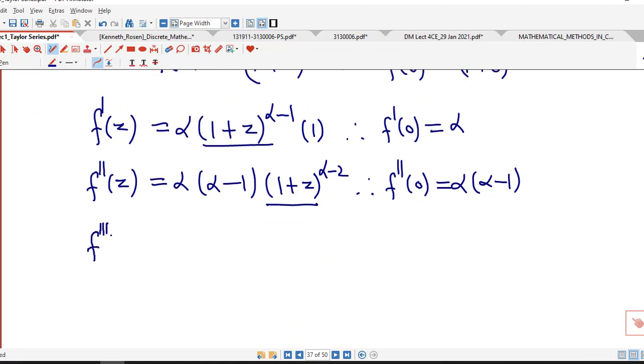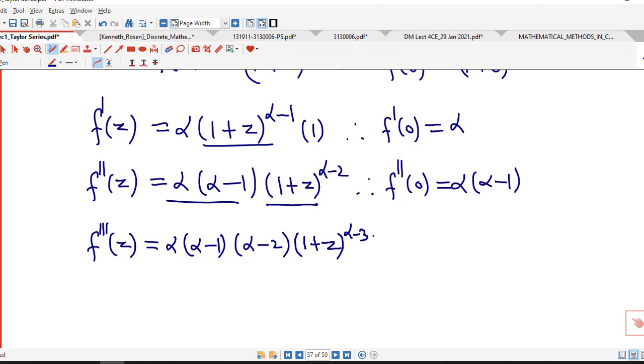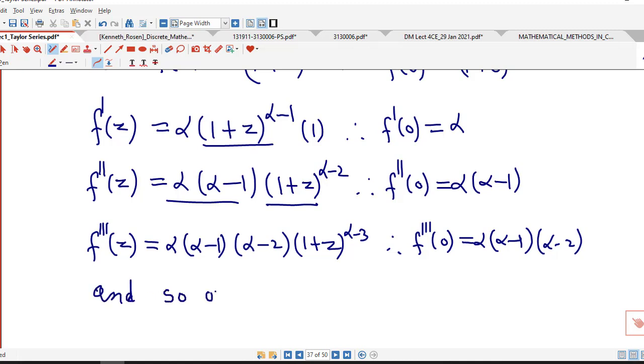Third derivative can also be evaluated in the similar manner. Alpha into alpha minus 1 constant, derivative of (1 plus z) raised to alpha minus 2 is alpha minus 2 into (1 plus z) raised to alpha minus 3 into 1. So therefore the third derivative at 0 is alpha times alpha minus 1 times alpha minus 2, and we can find out further derivatives in the similar way.